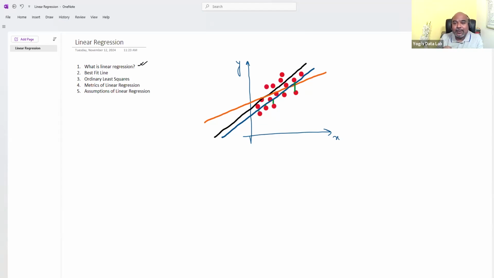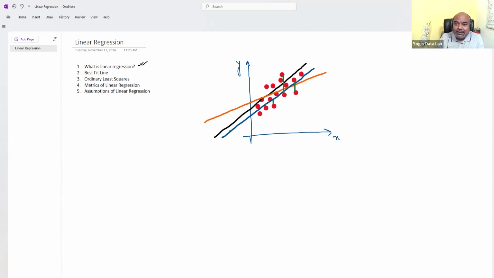Why do we do a square? Because some points are below this line and some points are above this line. If I don't do a square and I just sum up all the distances, the positive value will nullify the negative value, and that will make it 0. But ideally there's a distance. So we do a square so that we can calculate the distances and see which one of them has the least amount of distance.